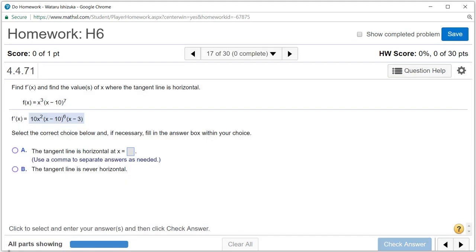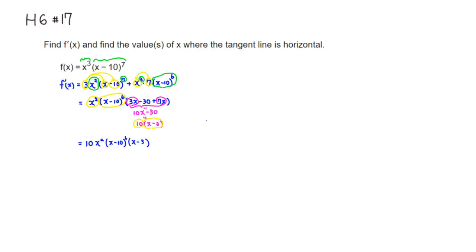The next part is to select the correct choice below and, if necessary, fill in. Okay, so the tangent line is horizontal. What does that mean? Remember that the slope of the tangent line can be found by looking at the derivative. But the tangent line is horizontal, which indicates that horizontal means it's flat, so the slope is going to be 0, which means that the derivative is going to be equal to 0, right?